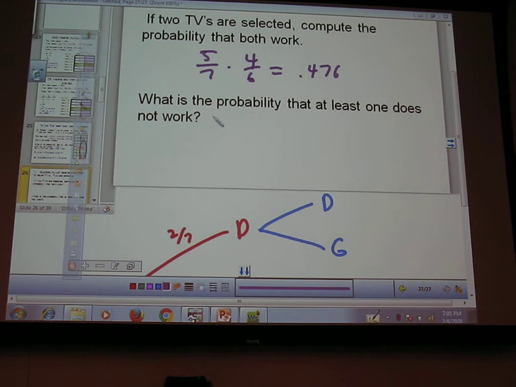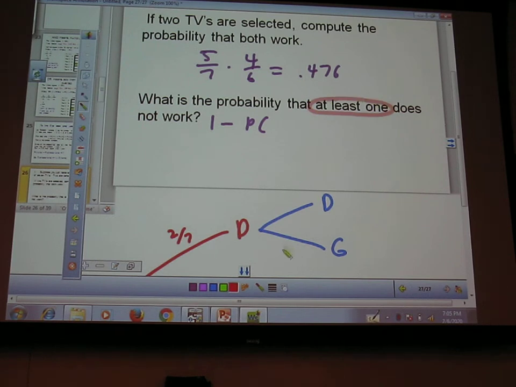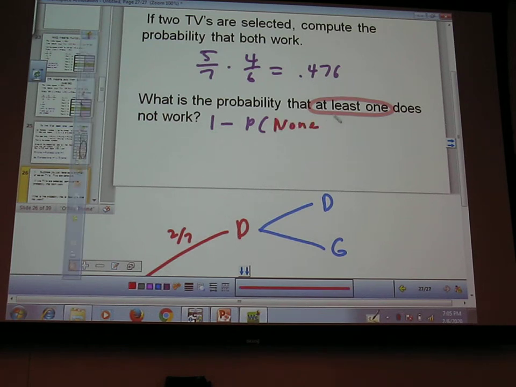It's 1 minus the probability that, okay, so at least 1. Instead of at least 1, you're going to write the word none, because it's 1 minus none. The complement of at least 1 is none. Everybody understand that? Yeah. And then, you're just going to write whatever comes next verbatim. Does not work. You're just going to copy those exact same words without changing anything. Does not work.